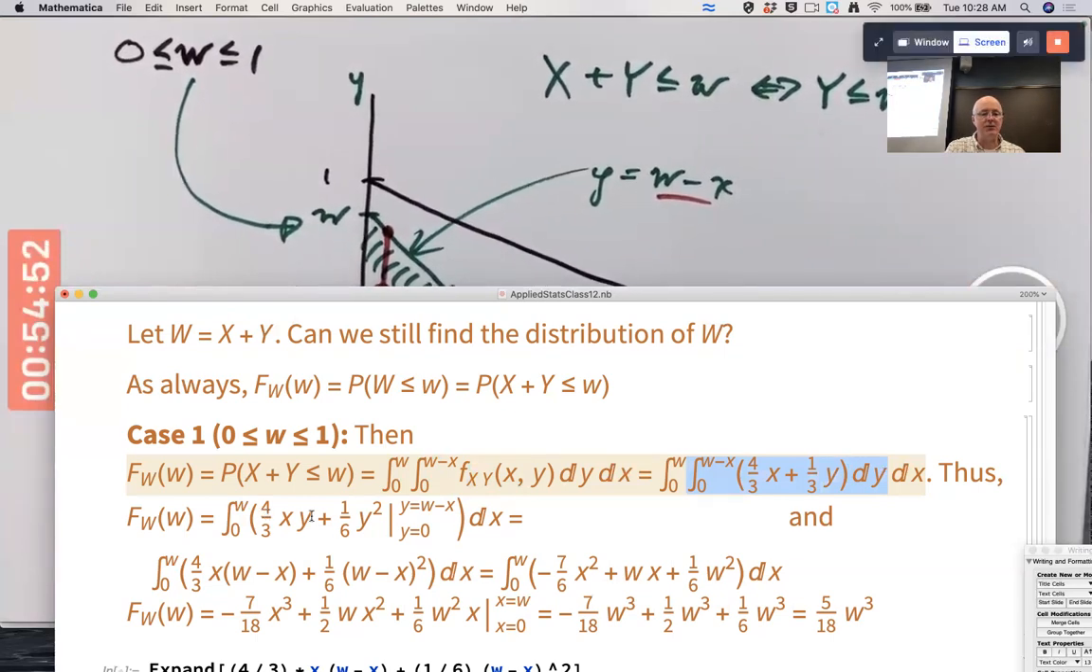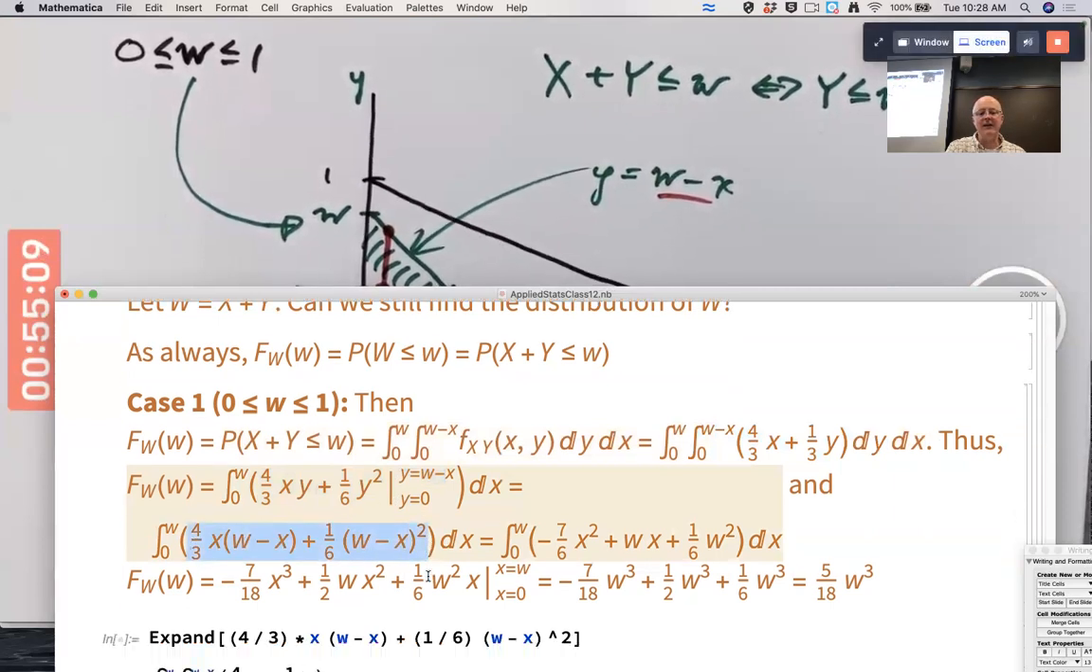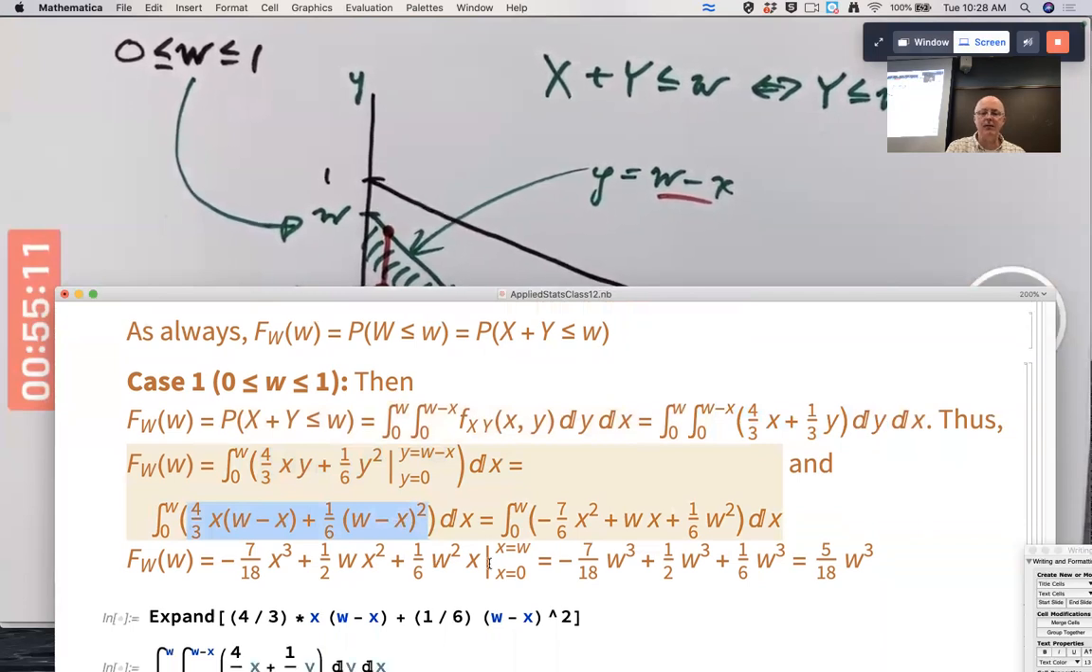I'll get 4/3 XY, because 4/3 X is like a constant, plus 1/6 Y squared. Right? Integrate 1/3 Y, get 1/6 Y squared. Y goes from 0 to W minus X. So when you plug in 0, you get 0. When you plug in W minus X, you get this. And then you'd have to simplify that. It's a little unpleasant, but you could do it in about a minute or so and get this.